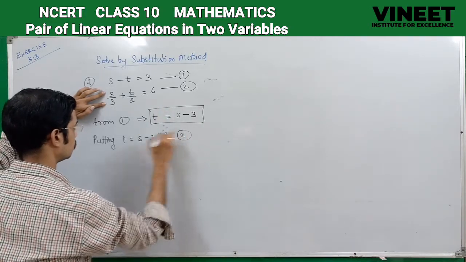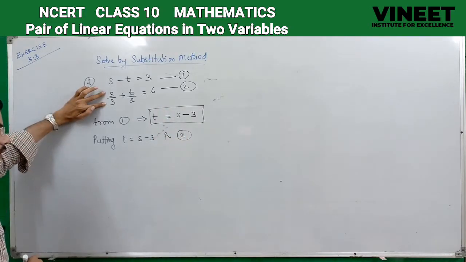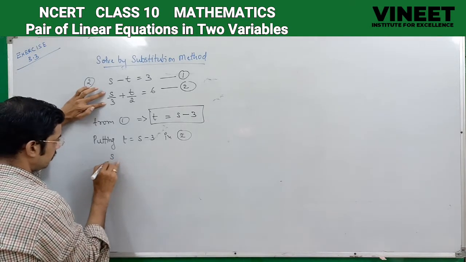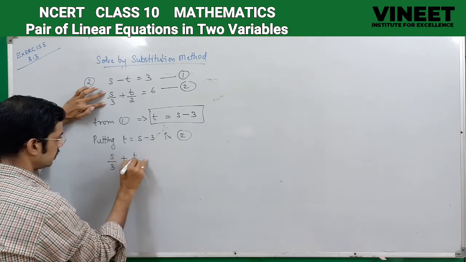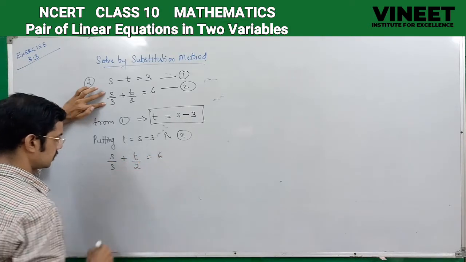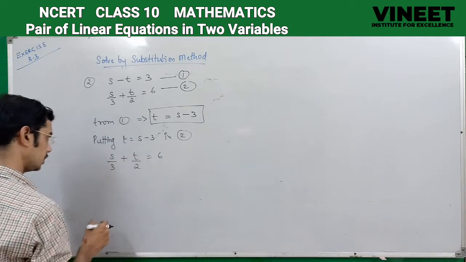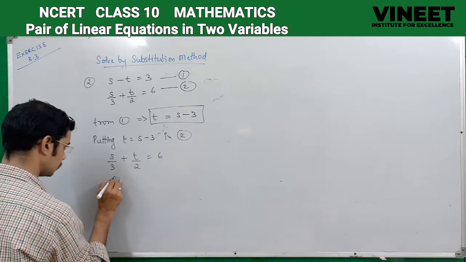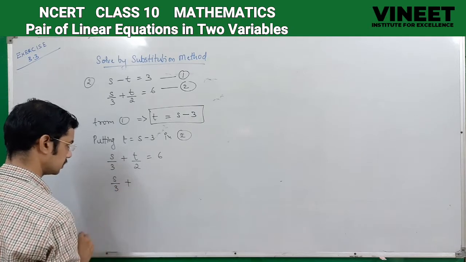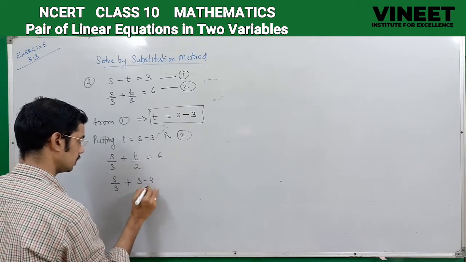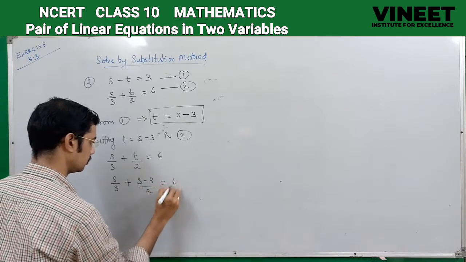in equation number 2. So what is equation number 2? Equation number 2 says that it is s by 3 plus t by 2 equal to 6. So what is t? t is s minus 3. So I will be putting t as s minus 3. So s by 3 plus, what is t? t is s minus 3 by 2, and that is equal to 6.